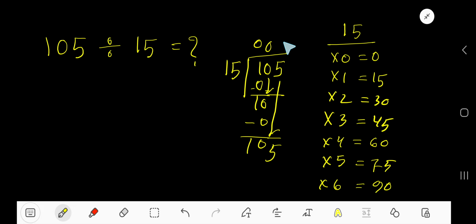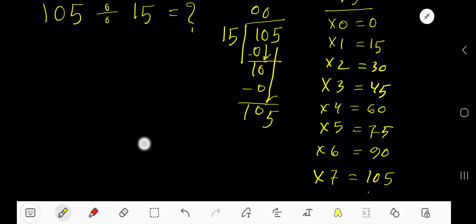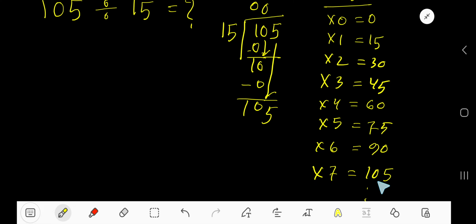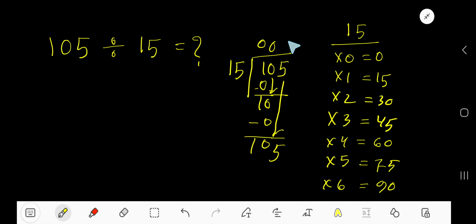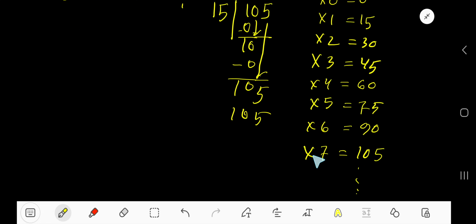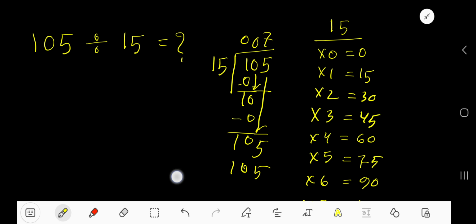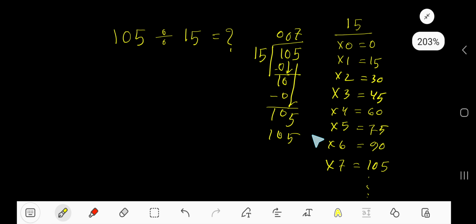Guess a number here, okay, or from the multiplication table you can easily find. 15 goes into 105 7 times. 7 times 15 is 105. So subtract, you are getting 0.